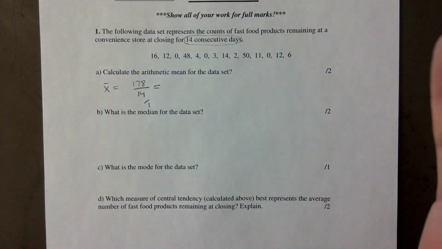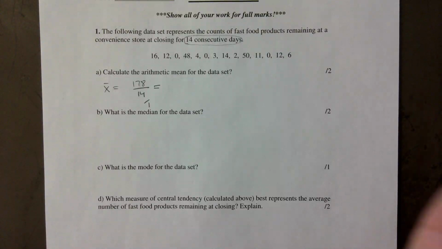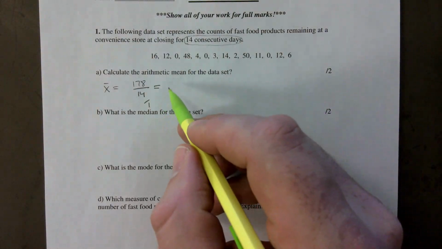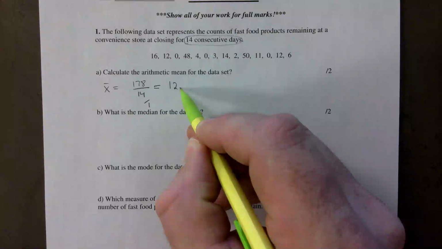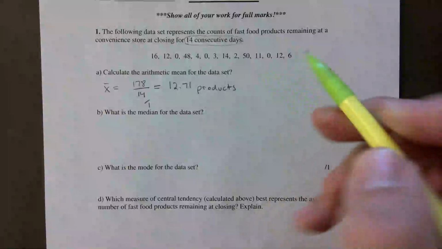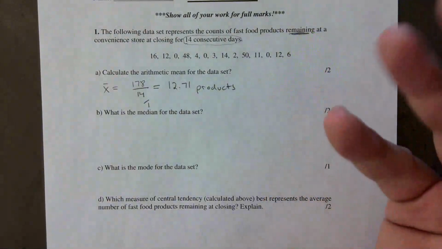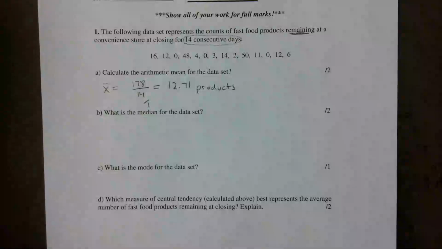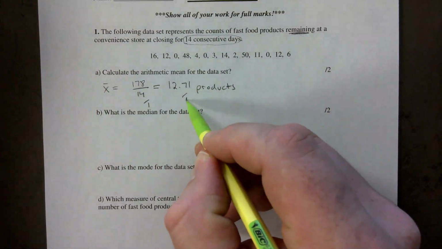On the exam, I'll just tell you, you just get 1 mark in total. You don't get the mark for the work. But I'll explain once I give you the answer. This would be 12.71 products remaining, right, that are still left on the shelf. And so I'll give you another mark for that.